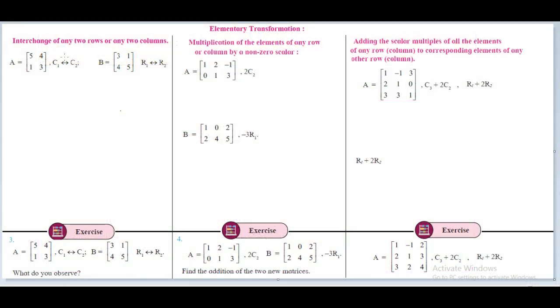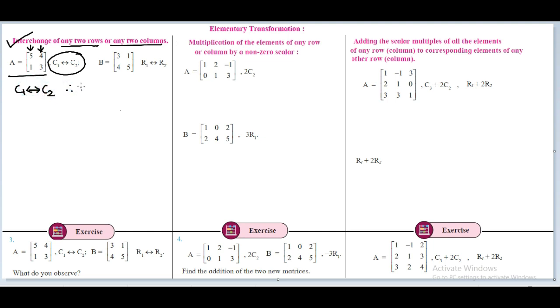These are the three elementary transformations that we will be learning today. The first one is interchange of any two rows or any two columns. It allows you to interchange any two rows or any two columns. Let's, for an example, take a matrix A, okay, and here the operation is C1 interchanged by C2. Now what is C1? C1 is column 1, and what is C2? C2 is column 2. Okay, so let me write this operation, C1 interchanged by C2.